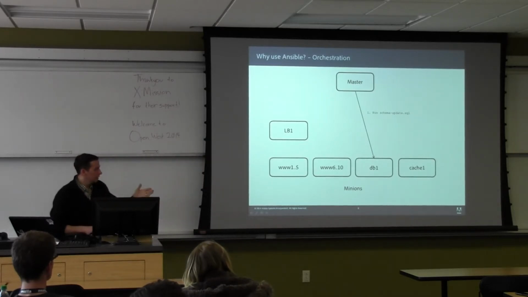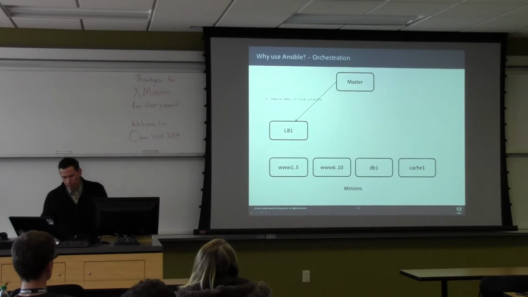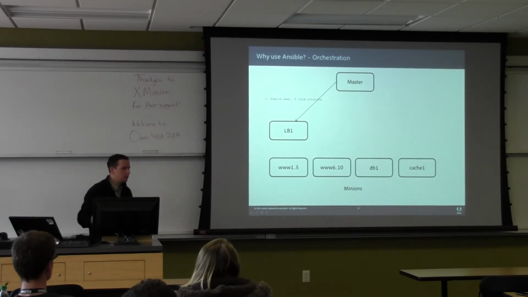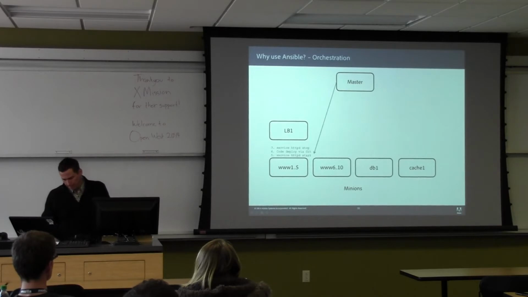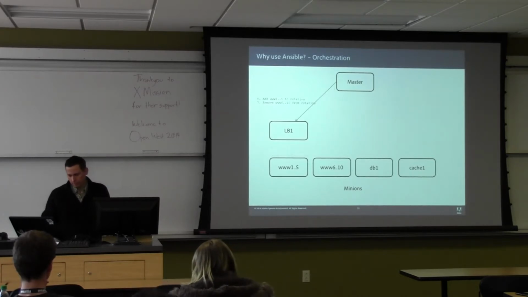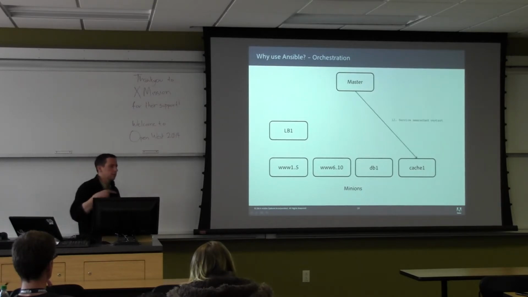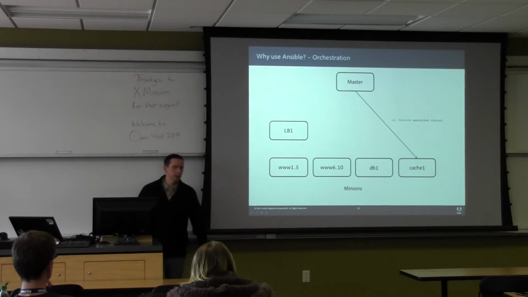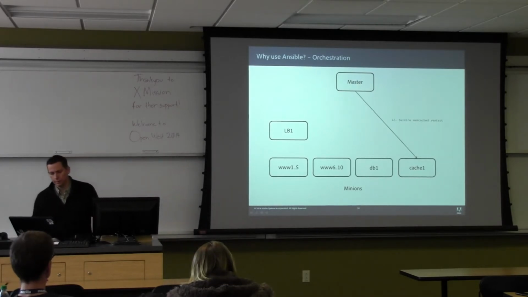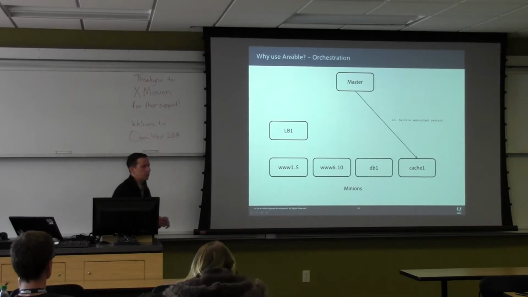You want to update your database first, and then remove half of your web servers from the load balancer rotation. Stop Apache on those web servers, deploy code to them using Git, and then start Apache back up on them. Put them back into rotation, then remove the second half of the web servers from rotation. Stop Apache on them, do the code update, start Apache back up, put them back in the load balancer rotation, and then restart memcached, maybe doing a rolling restart across those memcached servers. Ansible can also do that. We'll look at that. That's kind of where you start to see some of the power of what you can do with Ansible.